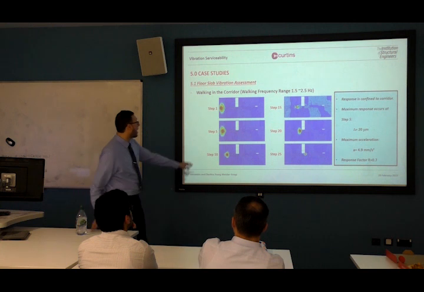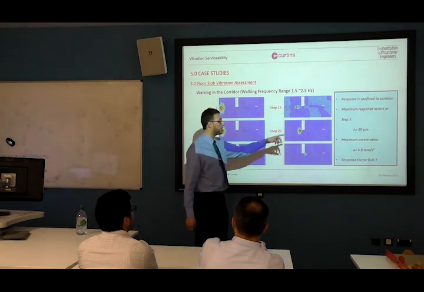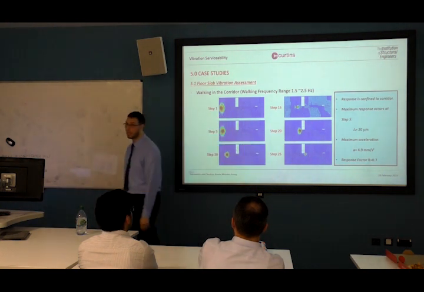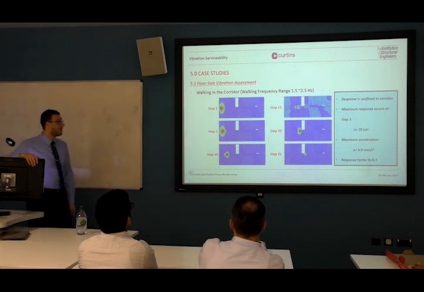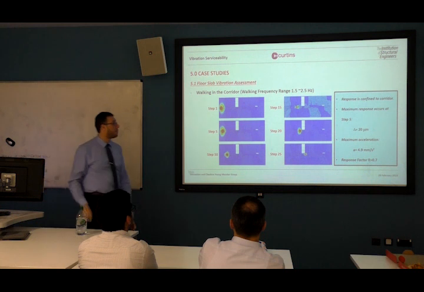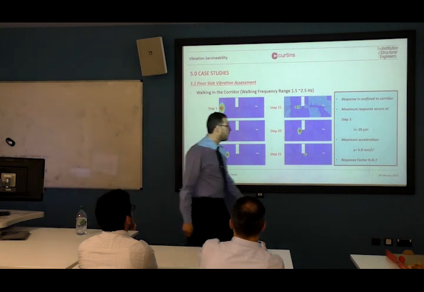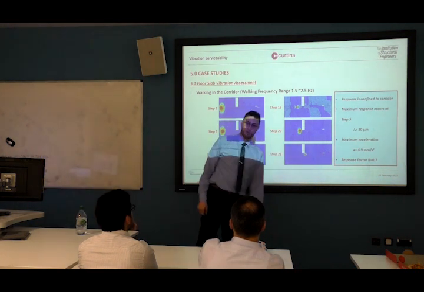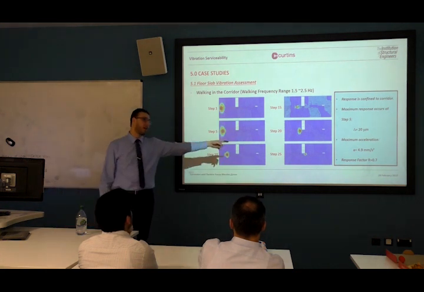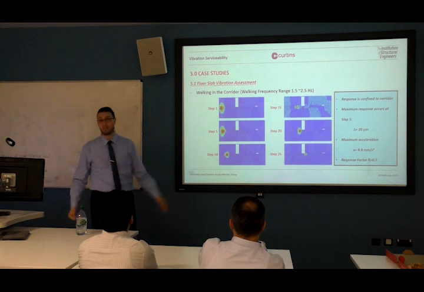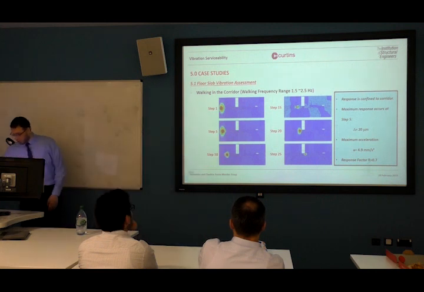The maximum response at step 5 and the displacement was about 20 micrometers, about 0.02 millimeter. And the maximum acceleration we were getting was 4.9. If you take this and divide by the square root of 2 to get the RMS, the response factor is 0.7. Great. So this is fine.